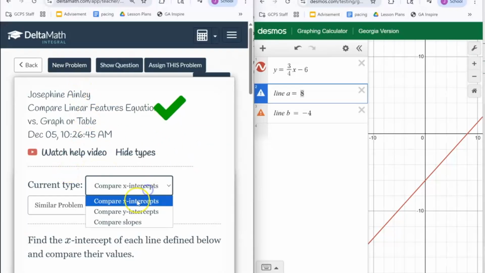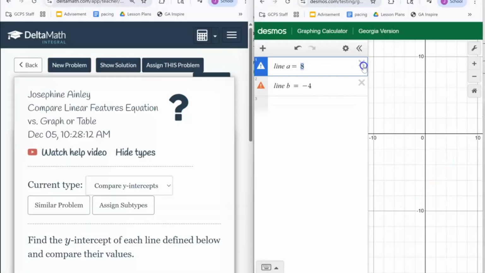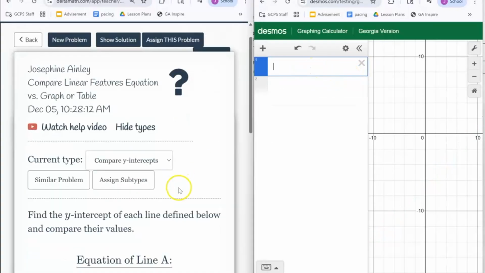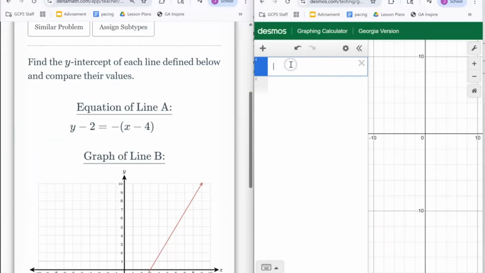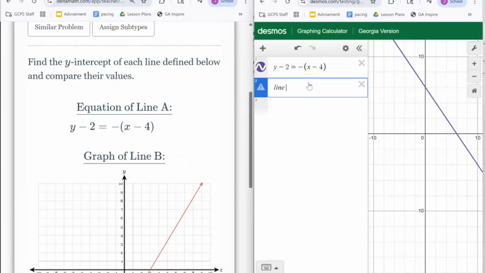All right. Now, let's say we were asked to compare y-intercepts. It's literally the same thing. You're just looking at a different part of the graph. So you type it in. I don't care what the equation is. Just type it in. Equals -x minus 4. All right. Then I'm going to see what, this time, my y-intercept is. So that's 6. So line A is 6.